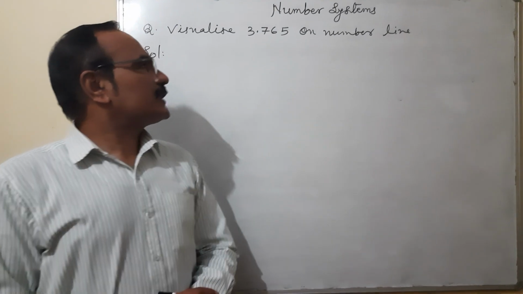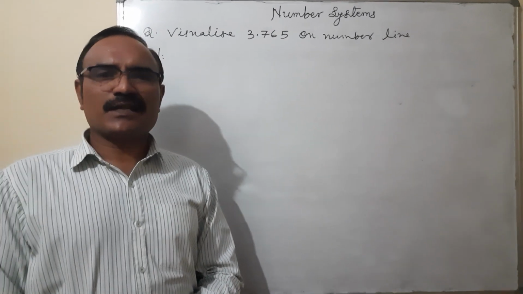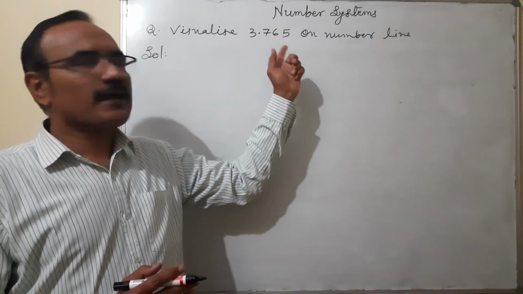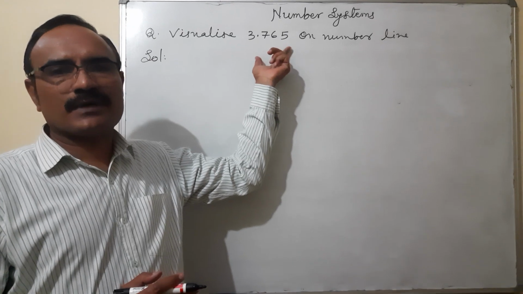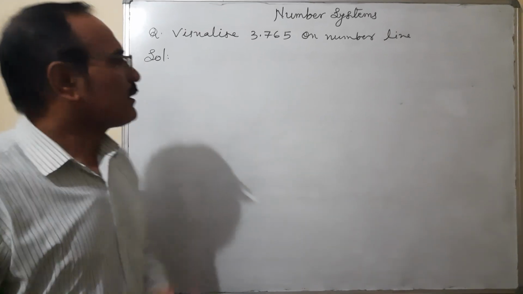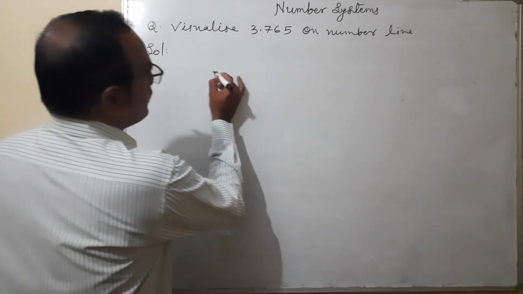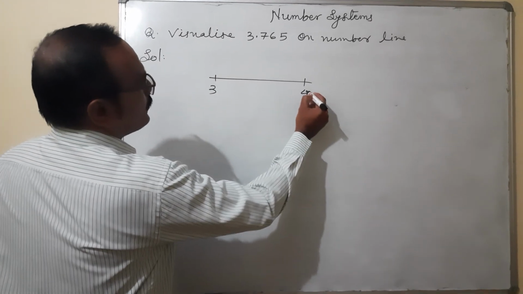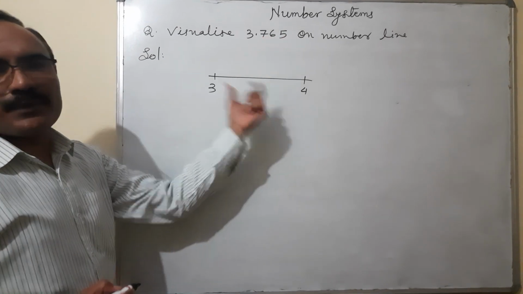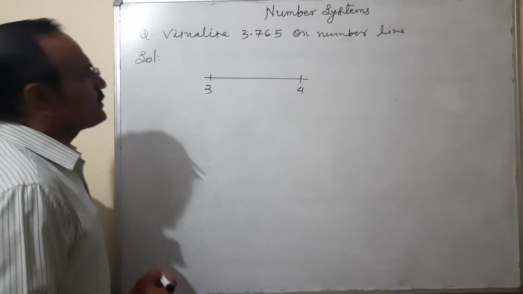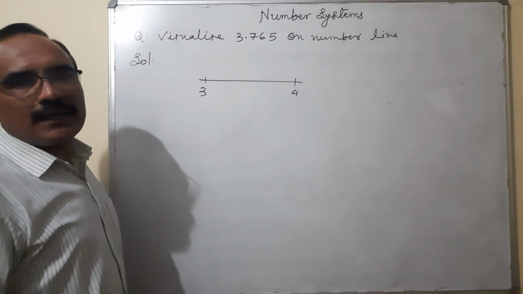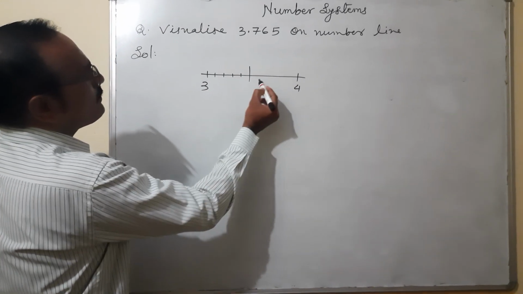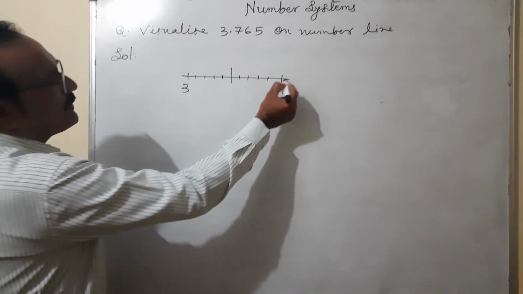First of all, we see that 3.765 is a number lying between two integers, 3 and 4. Because it is 3 point something, that means the number is between 3 and 4. First of all, this is the line segment of 1 part. Here is 3, and here I am writing 4, because the number lies between them. We'll divide this line segment into 10 parts: 1, 2, 3, 4, 5, 6, 7, 8, 9, 10.